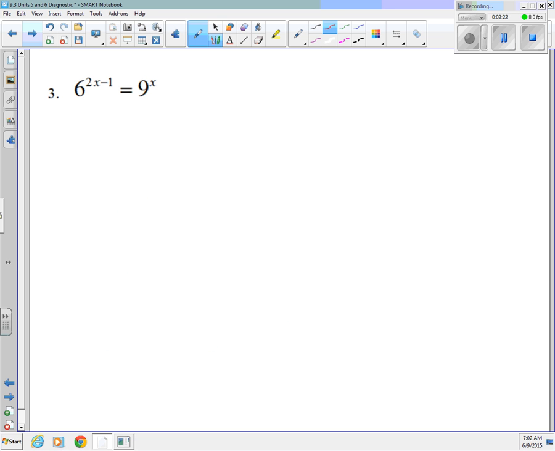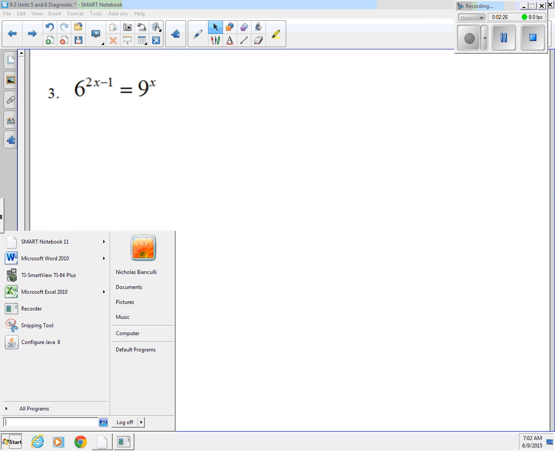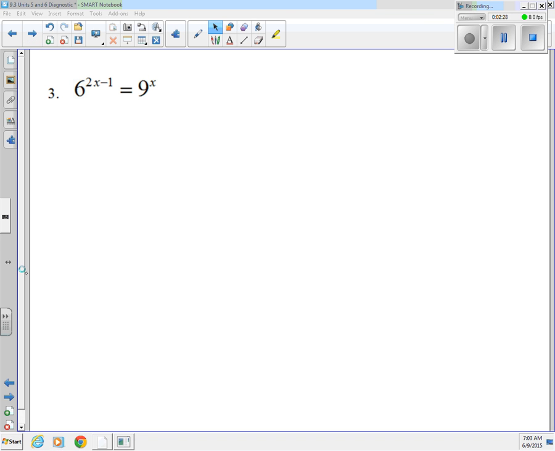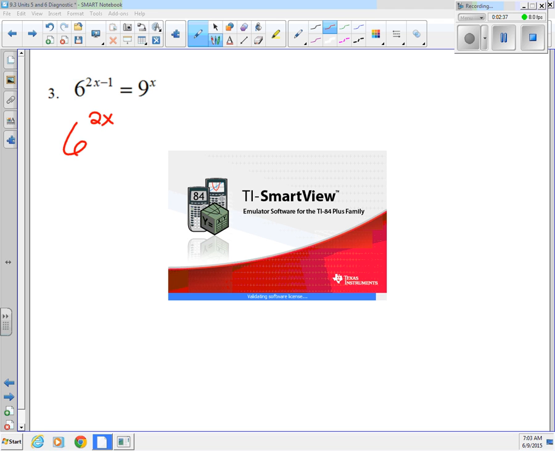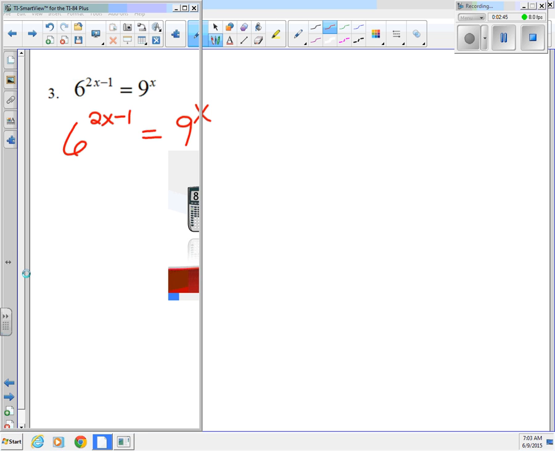All right, number 3, we have 6 to the 2x minus 1 equals 9 to the x. This is not a families problem because 6 and 9 are actually not in the same family, although they share factors. So this guy I'm going to have to do, and I'm pulling up the calculator as you can see on the screen. We're going to need a calculator at some point here. This guy I'm going to have to do by applying a log to both sides.